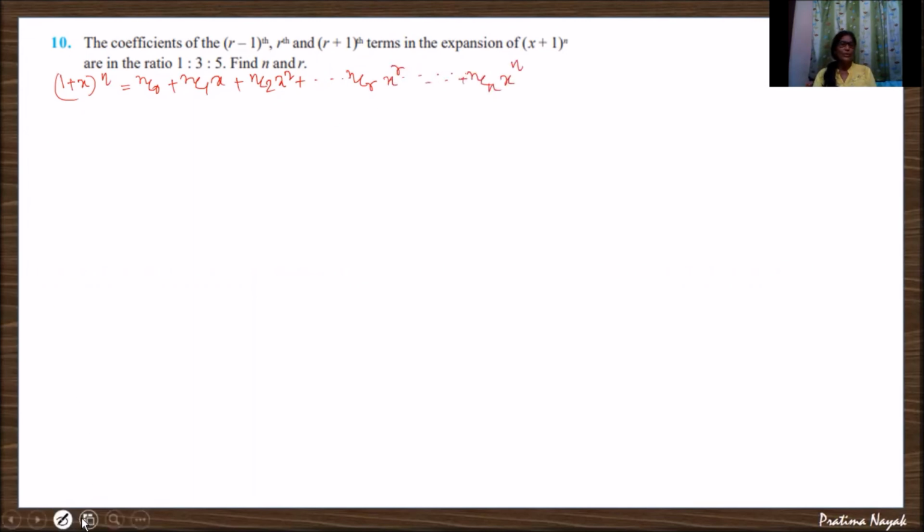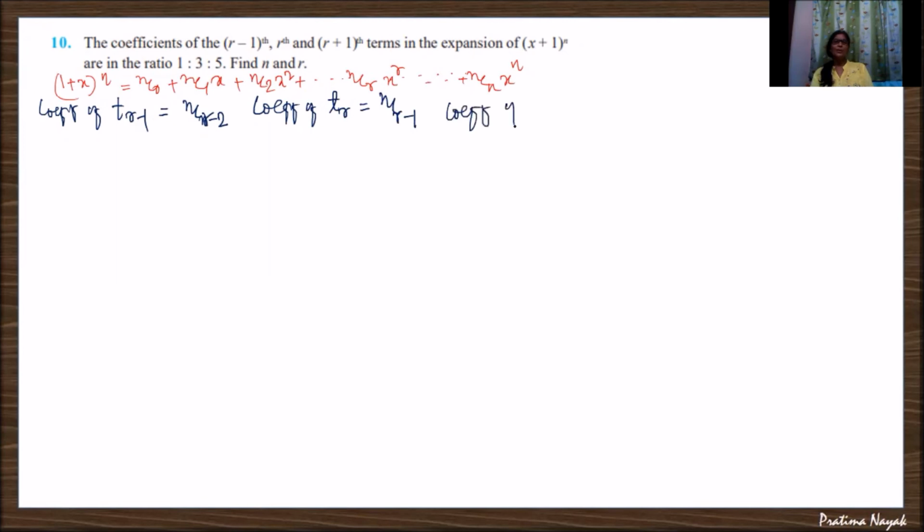Now I'll go for the coefficients. The coefficient of the (r-1)th term, you know, we get 1 less than that, so it will be nC(r-2). Similarly, the coefficient of t_r is nC(r-1). Similarly, the coefficient of t_(r+1) is nCr. So nC(r-2) : nC(r-1) : nCr is equal to 1:3:5. So we have to find n and r.